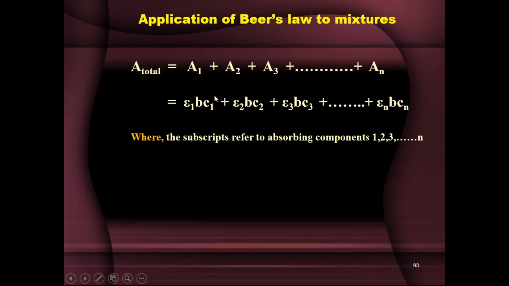But this particular equation, A total equals A1 plus A2 plus A3 and so on, is true only if there are no interactions between the individual components in the sample mixture. That is, one does not interact with two, or two does not interact with three. If that is true, then we can go ahead with this formula to calculate the concentrations of each one of these.